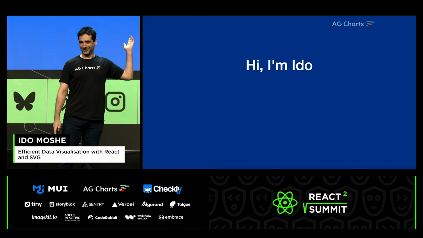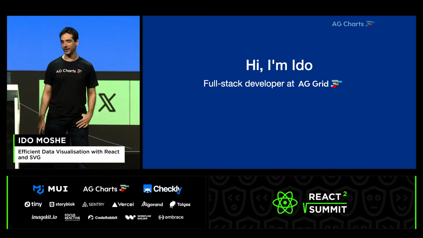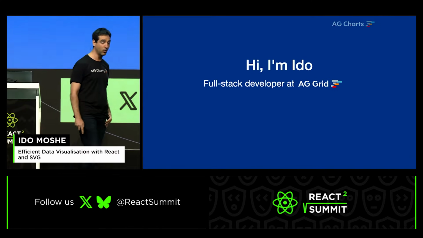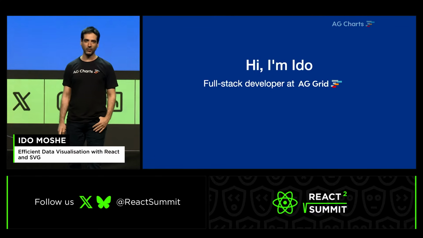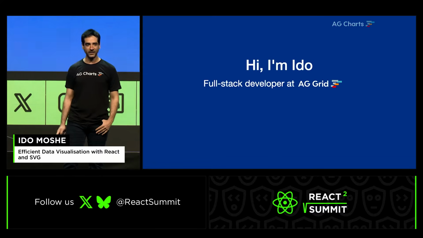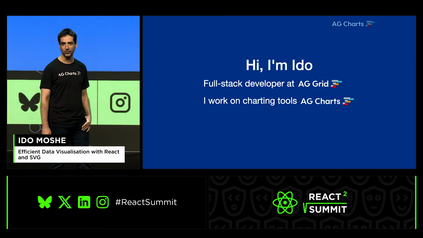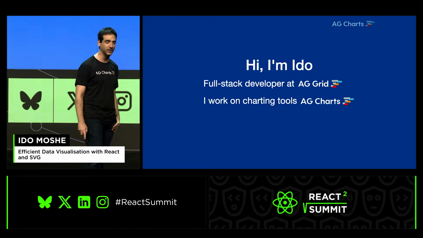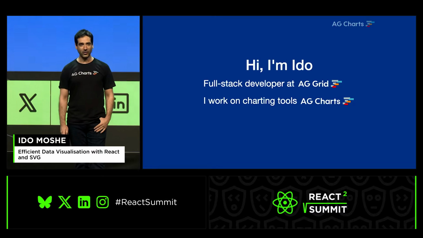My name is Ido, and as the intro already said, I'm a full-stack developer with over a decade of experience working mostly in startups. These days, I'm working at AG Grid, where I'm working on our charting tools, AG Charts, a complete data visualization tool with both enterprise and community packages. But today, I'm not here to talk about AG Charts.